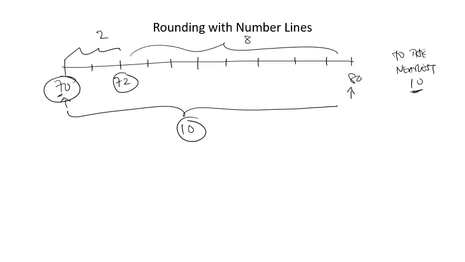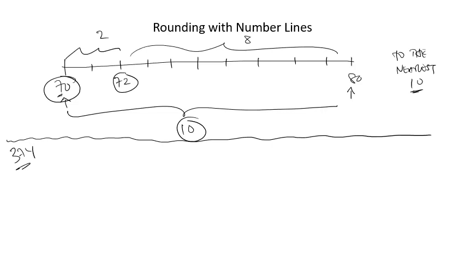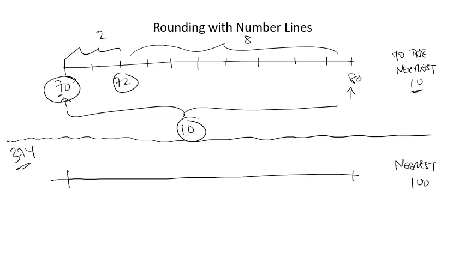Now, we could do the same thing with a little bit more complicated numbers. So let's take 374. Again, we would want to know what we're rounding to, which place are we rounding to. So we could do it to the nearest 10, but it would be a lot like the previous problem. We could also round it to the nearest 100.